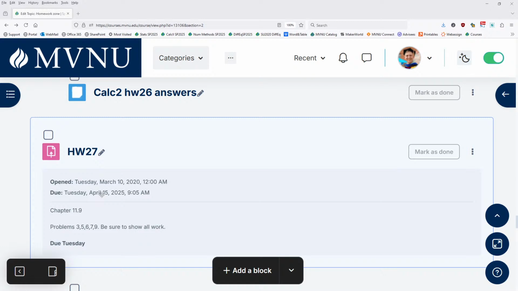So f of x is equal to x squared over x to the fourth plus 16. There we go. Oh, you can't see it, but I will write. I will put it up here.